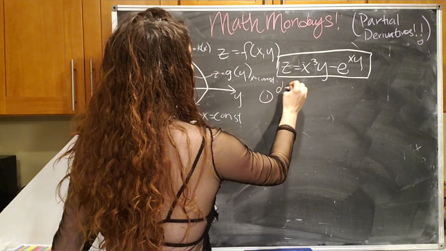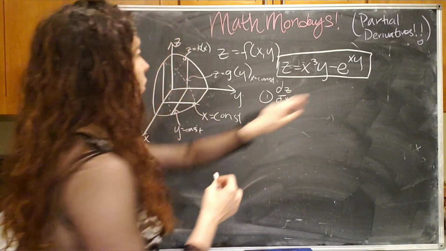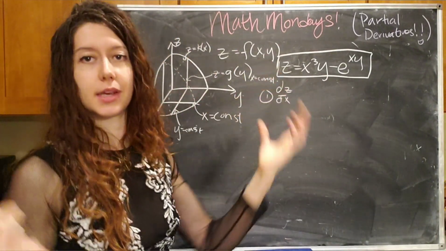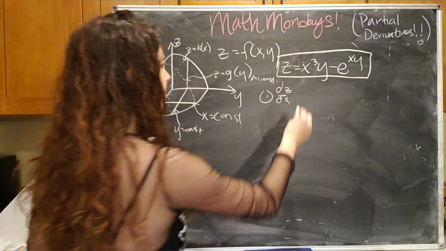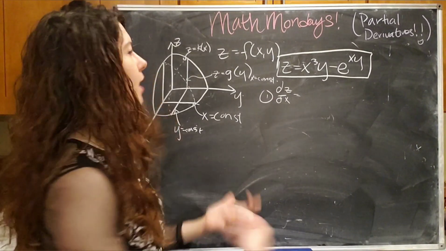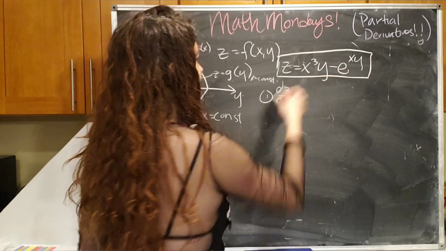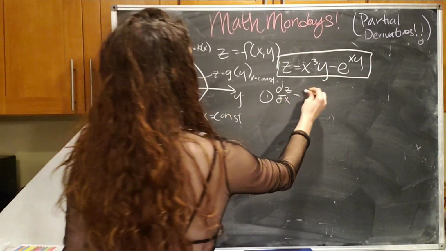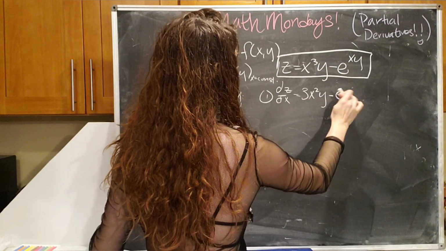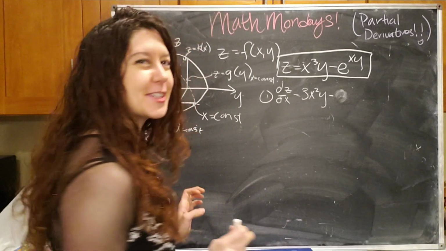So first we're going to take dz dx. So we hold y constant. In other words, we treat y just like it was some random number. And then we take the derivative of z with respect to x. So if y was constant, it would kind of come along for the ride, and we would get 3x squared y minus e, whoopsies, got ahead of myself there.